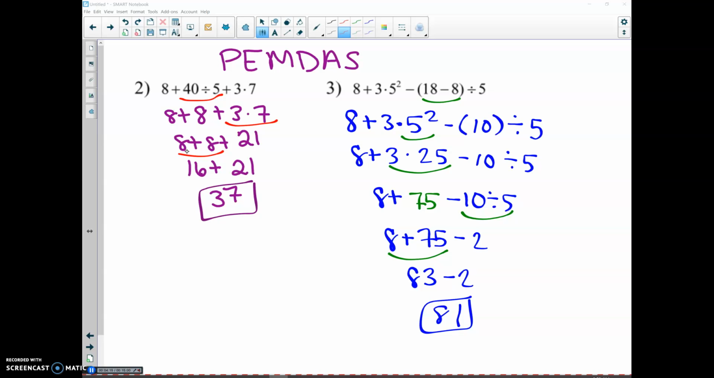Number 3, we have parentheses first. I kept my answer in parentheses here. You can take it away. Just be careful if this is subtraction out here and whatever is simplified in the parentheses, if it's negative, just be careful of signs. Then exponents, so 5 squared. Then multiplication or division from left to right. So be careful, do 3 times 25 first. And then -10 divided by 5 is -2. And then add and subtract from left to right. So number 3's answer is 81.